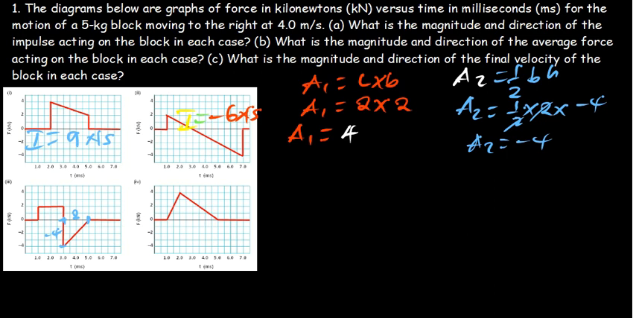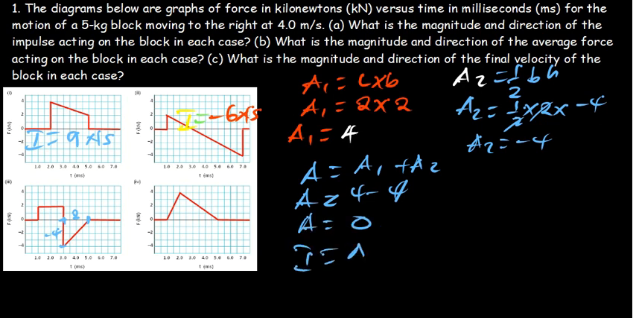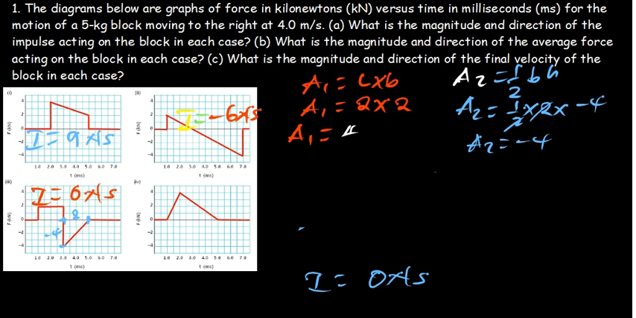So now I can add these areas. I can say area 1 plus area 2. So my area will be 4 minus 4, which is going to be 0. So my impulse is equal to area. So the impulse in this case is going to be 0 Newton seconds. So that is the impulse here. We are done with that one.